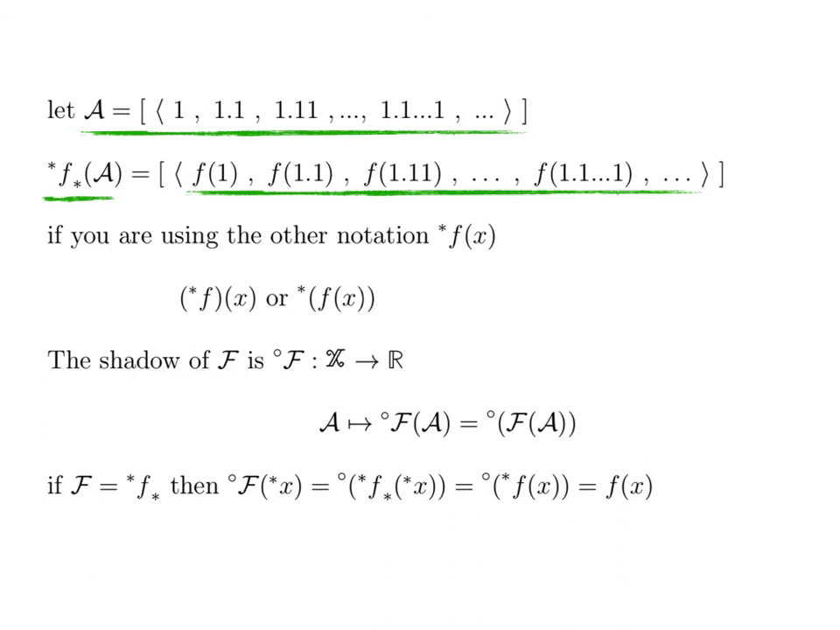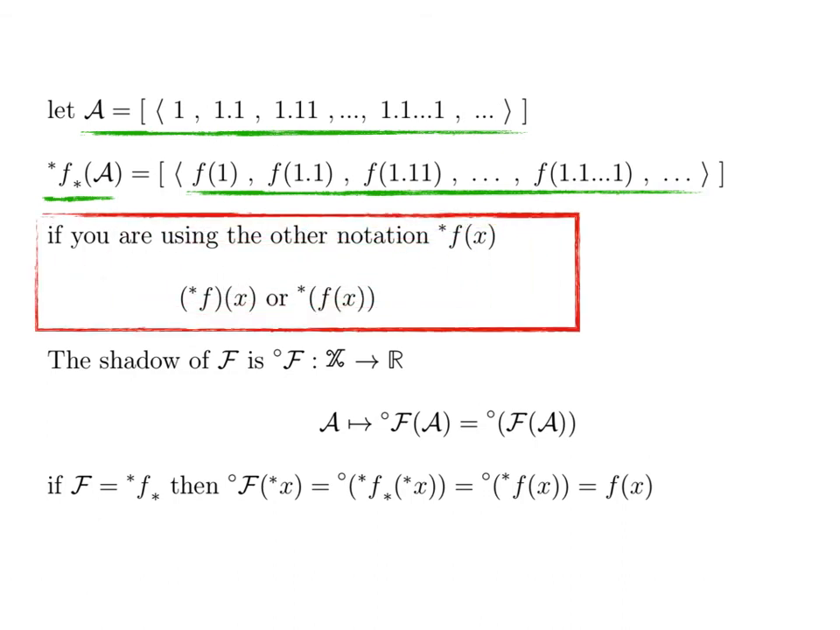If you choose to use the conventional notation, you need to be a bit careful, as the symbol star f of x could be understood as this or that. The two are of course identical if x is the extension of a real number. But as I said, I am not going to use this notation, and I'm going to try to stick to that notation here.